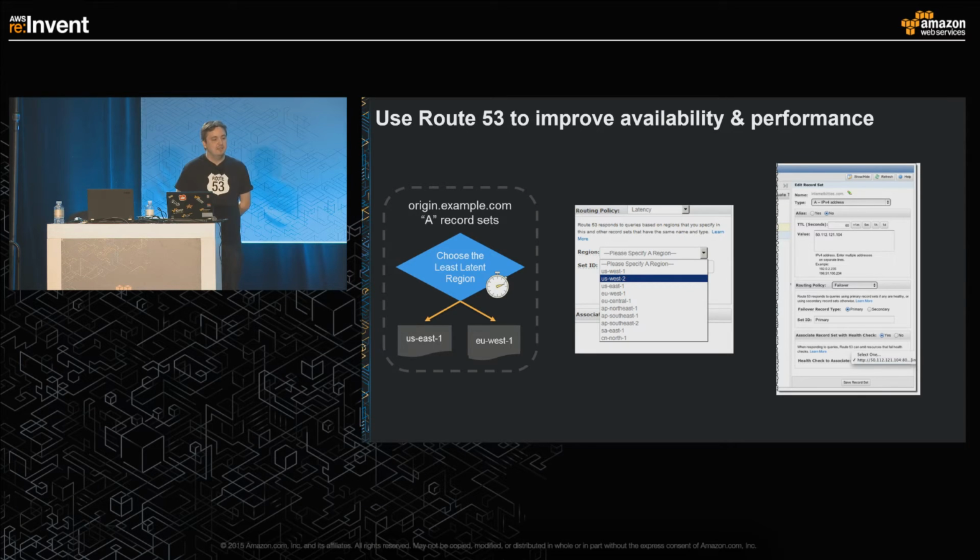So I have an origin.example.com configured where I have latency-based routing between US East 1, again, and EU West 1. And I am checking the evaluate target health on my ELB, so I get the benefits of the health checks that are already built into my ELB, and Route 53 can make decisions off of that as well. And you can see all the available AWS regions for my latency-based routing.